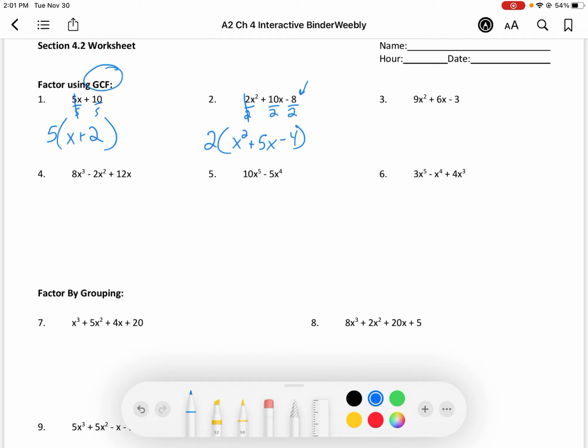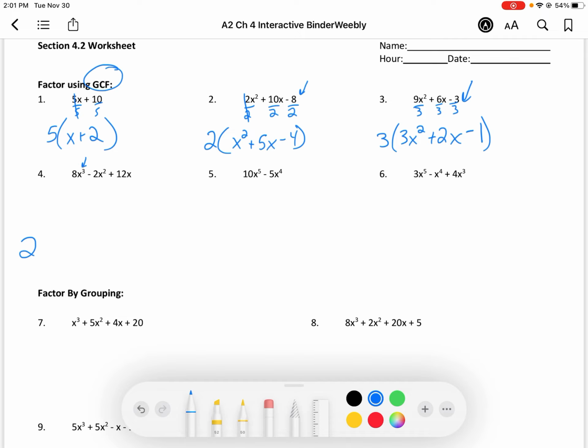Number 3, GCF is 3. And this term right there does not have an x, so you can't factor out an x. So you're left with 3x squared plus 2x divided by 3. And negative, careful, 3 divided by 3 is 1, right? $3 divided by 3 people. Each person gets $1.